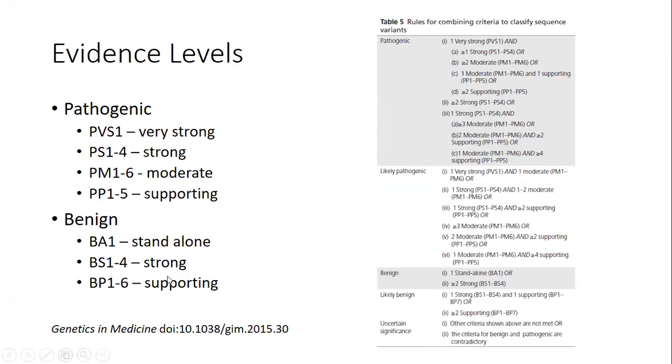On the other side of the coin, there's evidence of something being benign, which is that it's been found with appreciable frequency in the general population without evidence of the phenotype, for example.